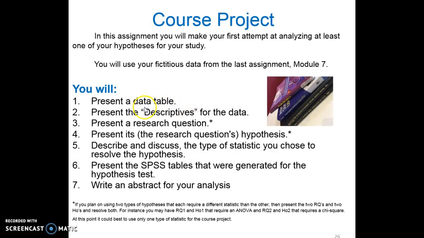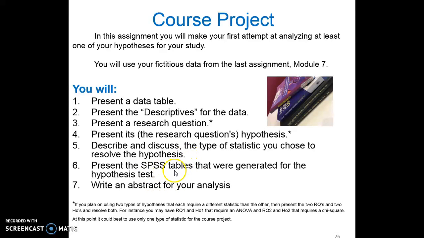Okay, you're going to do this. You're going to present a data table. You're going to present the descriptive statistics for the data table. You're going to present a research question, and we'll come back to that asterisk here in a minute. You're going to present a hypothesis for that research question, and you're going to describe and discuss the type of statistic that you chose to resolve the hypothesis. And you can get that out of Cronk or Knapp. You can talk about why you chose it, and if you need a chi-square, it'll tell you why you need it, and so on and so forth.